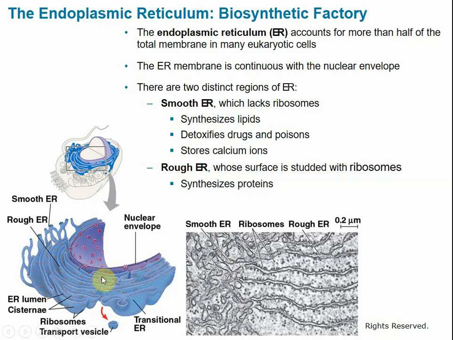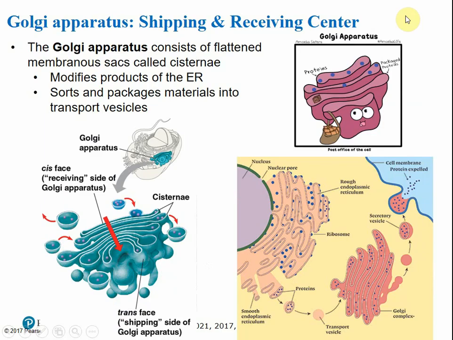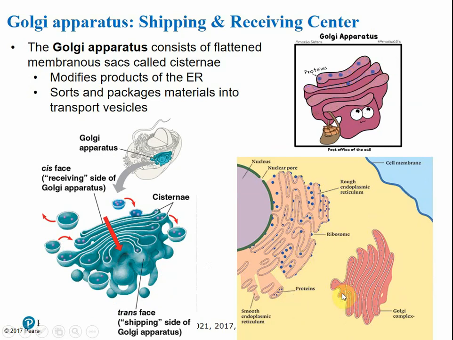Whereas the rough ER is rough because it's studded or textured with all of those ribosomes. So all those ribosomes are going to function to make our proteins. Once the proteins are synthesized by the ribosomes in the rough ER, they can then be sent to the Golgi apparatus, which is kind of like the post office of the cell, right? So it's our cell shipping and receiving center.